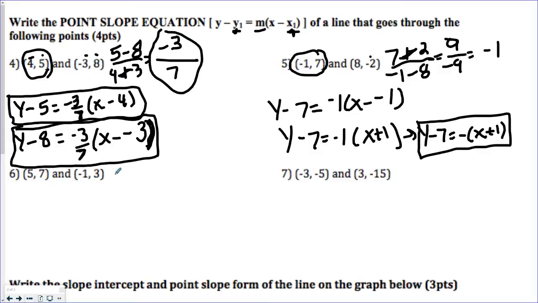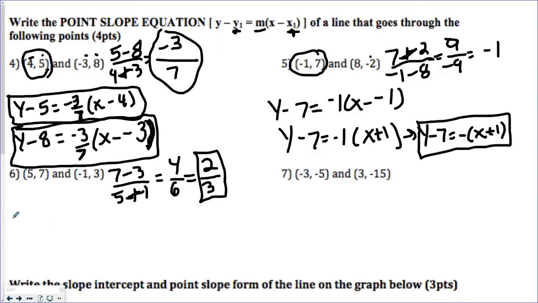Next one here, again, y minus y. So 7 minus 3 over 5 minus negative 1. 7 minus 3 is going to be 4. 5 minus negative 1, remember that double negative makes a big plus, so it's going to be 6. We reduce this by dividing by 2. So divide the top by 2, you get 2. Divide the bottom by 2, you get 3. So our slope is 2/3.